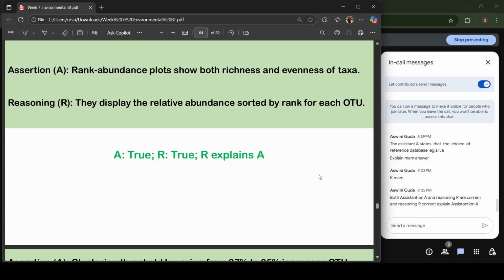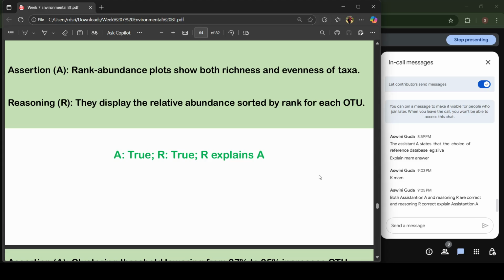Exactly. So in a rank abundance plot, ideally, the x-axis is going to represent the rank of each taxa. Rank one means the taxa is most abundant, and as you go further right on the x-axis, it is going to be less abundant. And on the y-axis, you will have the relative abundance of each taxon.